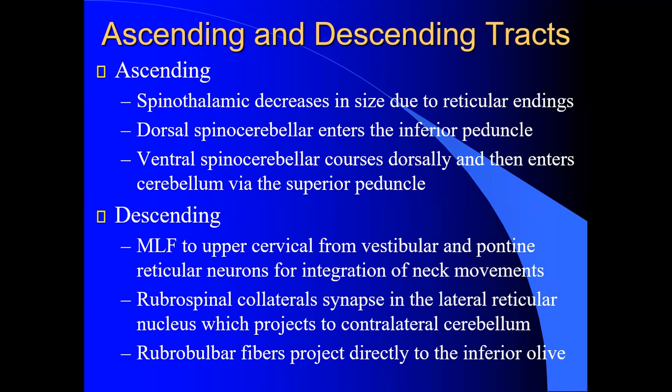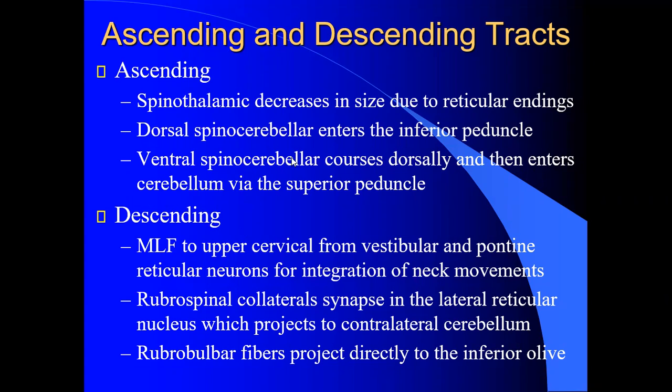Because neurons jump off and synapse onto reticular formation neurons, so they're not going to continue on their way to the thalamus. So although we call it a spinothalamic tract, inside the spinothalamic tract is a spinoreticular pathway as well, embedded within it as they leave the spinothalamic tract macroscopically. It's going to get smaller. You also have the dorsal spinocerebellar tract, which will go through the inferior peduncle.